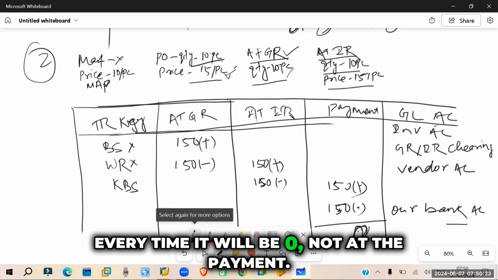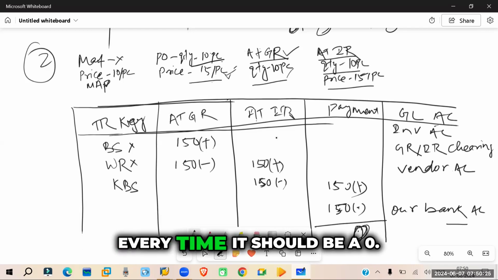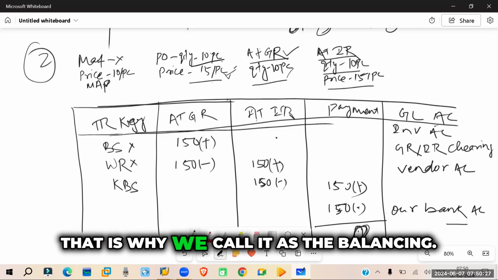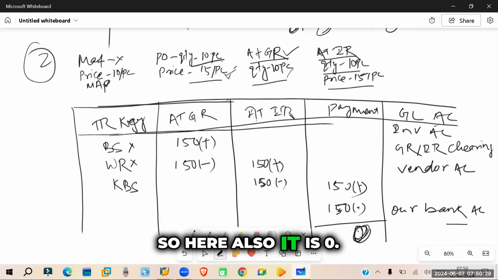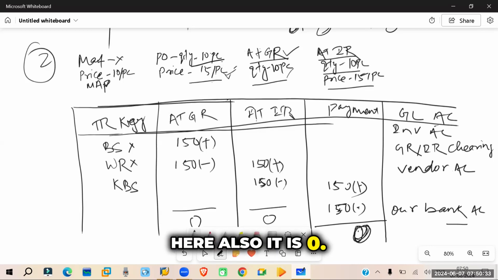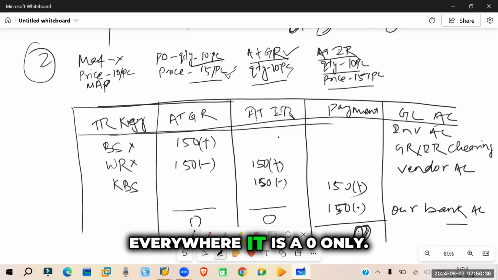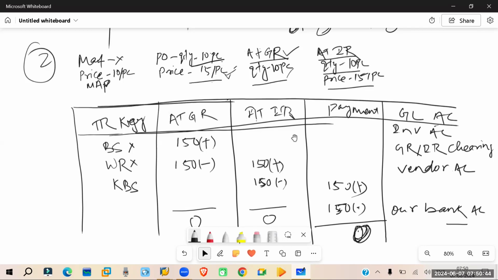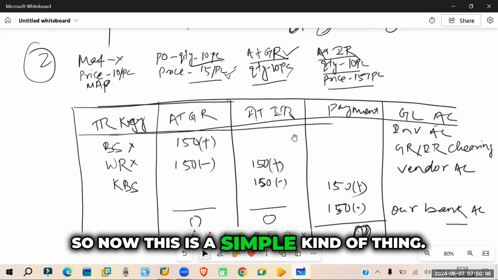Every time it will be zero, not only at the payment. Every time it should be zero. That is why we call it the balancing. So here also it is zero. Here also it is zero. Here also it is zero. Like everywhere it is zero only. Okay, sir. Okay. So now this is a simple kind of thing.